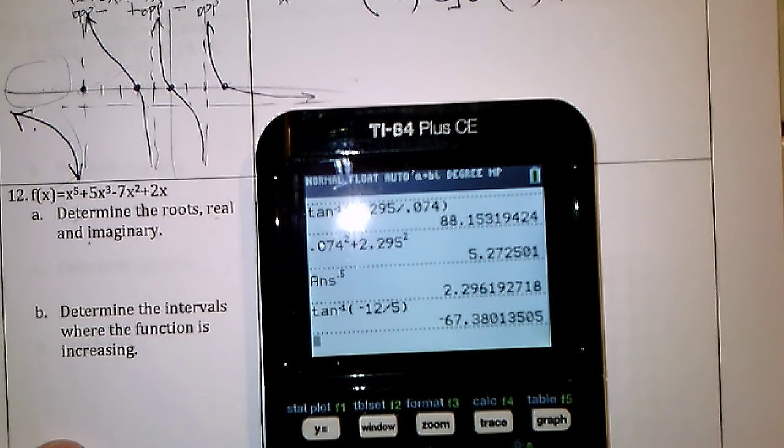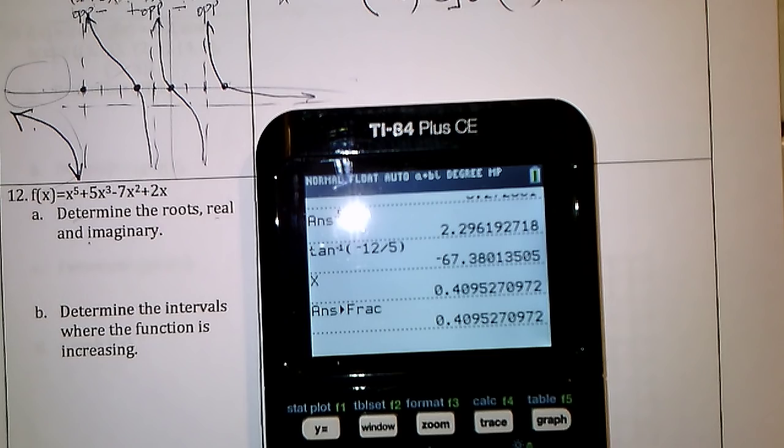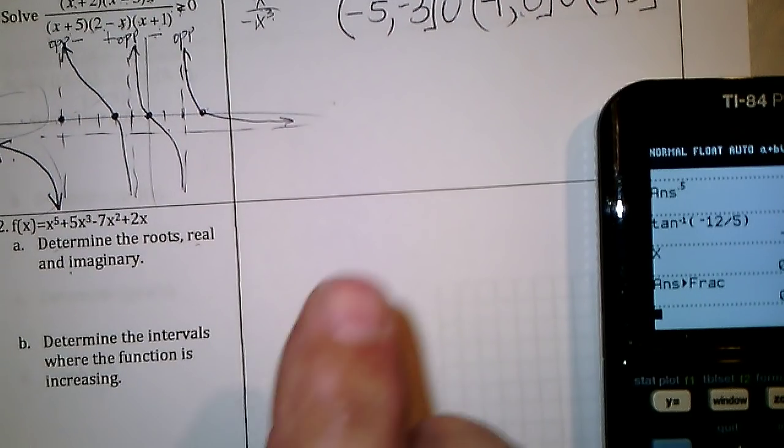Second quit. X, see that's what's in X. Math, enter, enter. See if that's a nice fraction. It is not. All right, so this is a nasty example here.